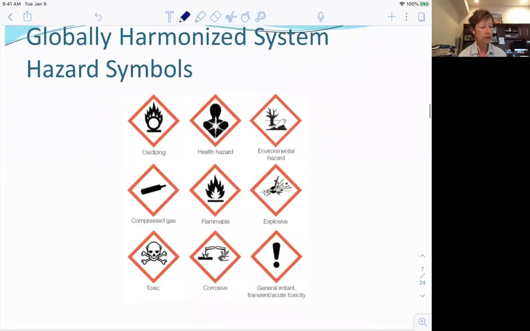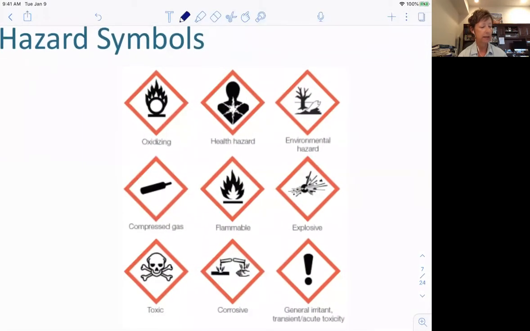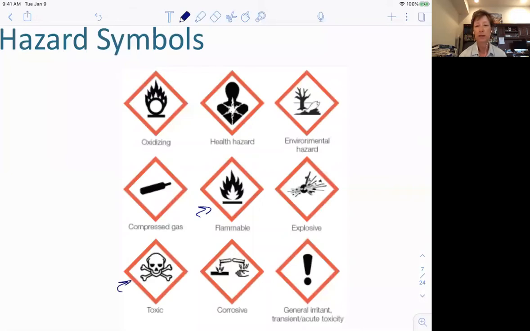The hazard symbols are things you may have seen other places, and this is something I will put on the exam. I do want you to be aware of what these stand for. Some of them make sense. If you see this little flame here, you recognize that's flammable. You see the skull and crossbones, that's not a good sign, that's toxic.